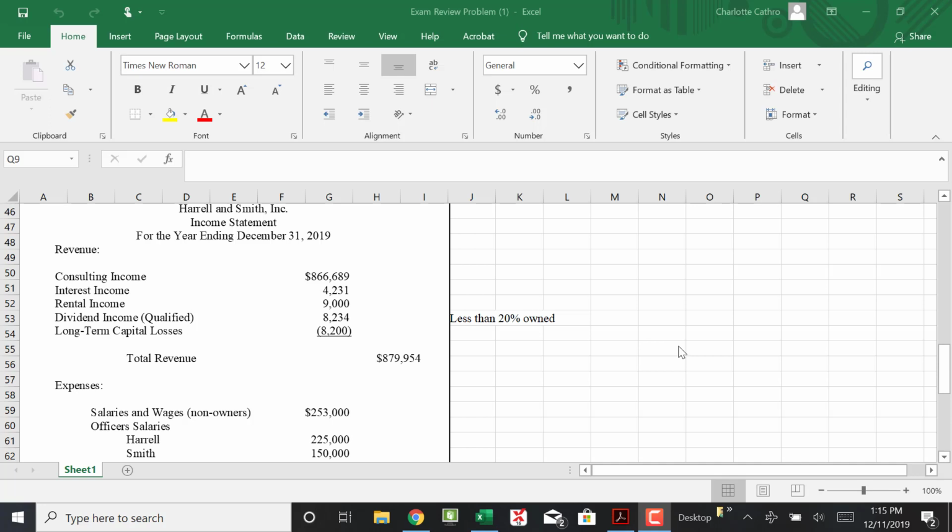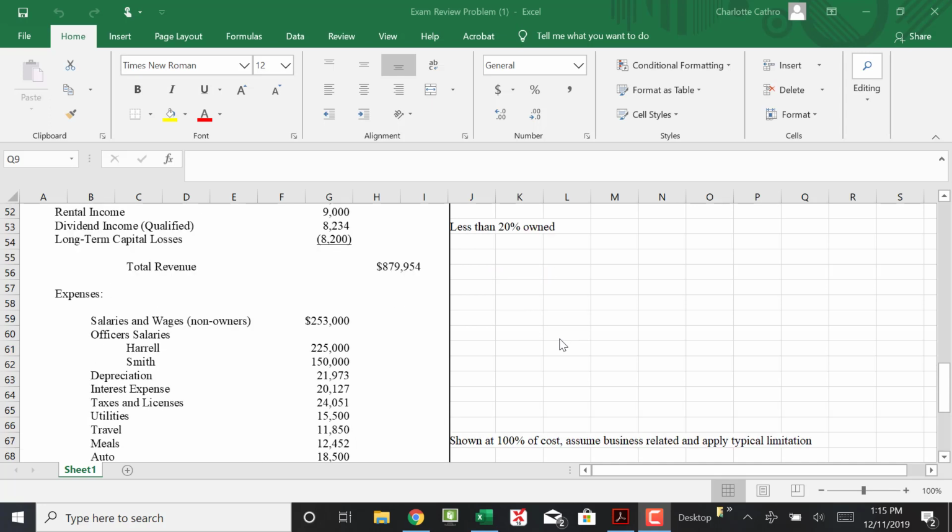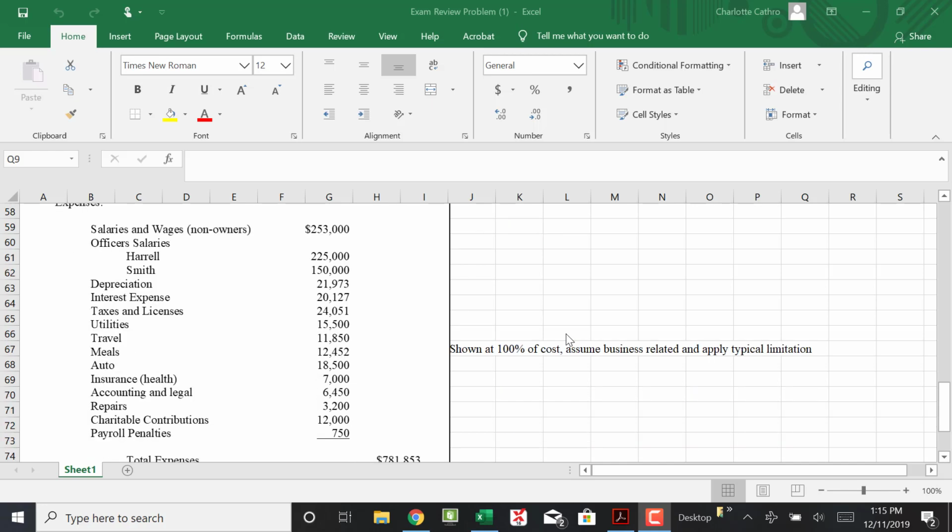We have different types of revenue: consulting, interest income, some rental income, and dividend income that is qualified. It says it's less than 20% owned, so we're going to need that for the dividend received deduction. And we have some long-term capital losses of $8,200. Our total revenue is $879,954.